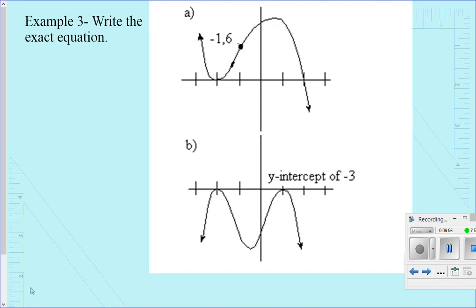2 more. So same thing, we're going to write the exact equation. So again, I'll start with the a. You probably want to try these on your own first. So let's see, -2, so x plus 2, that's squared. And then +2, so x minus 2. And then we're ready to solve for a. So 6 goes in for y. -1 goes in for x.